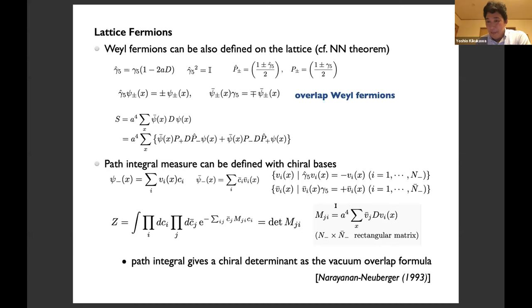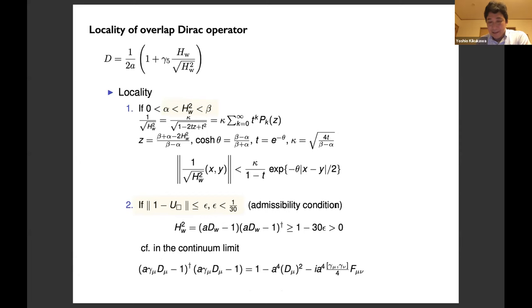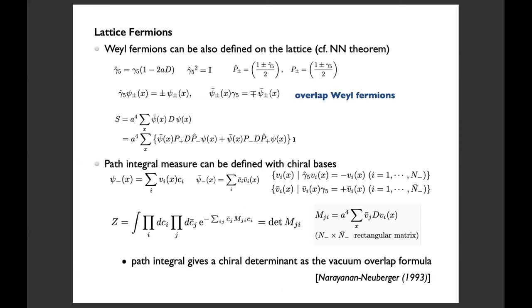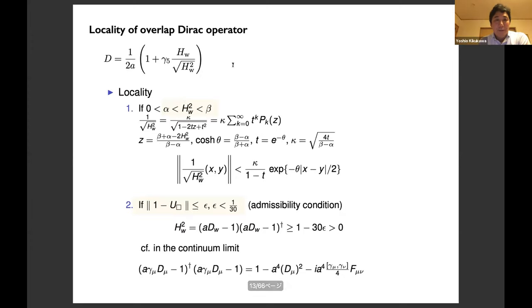Okay, so let me discuss several comments in order on this definition of overlap fermion or overlap Weyl fermion. Let me briefly explain several properties of the overlap Dirac operator or Weyl fermion. The first point is the locality of this overlap Dirac operator. Since it has this rather complicated expression, and here we have an inverse square root of a certain operator, we need to be careful about how the Dirac operator behaves.